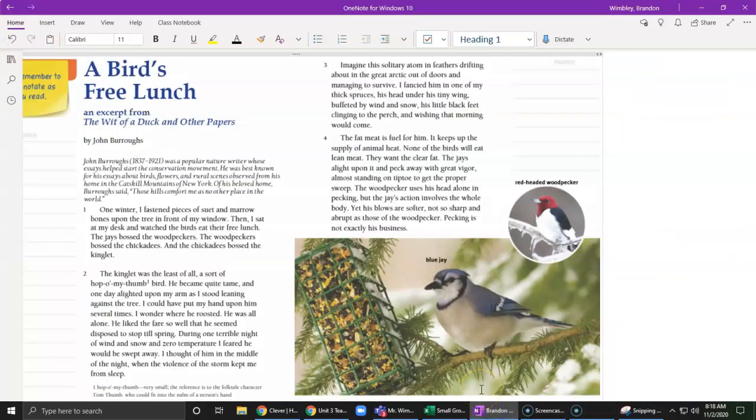We're on our new unit now, which is Unit 3 of Benchmark, and this unit is called Observing Nature. So we're going to focus on nature and animals we see in nature. So this first text we're going to look at is called A Bird's Free Lunch.